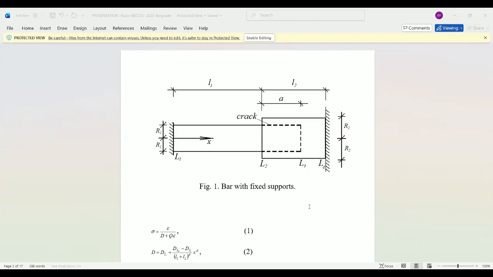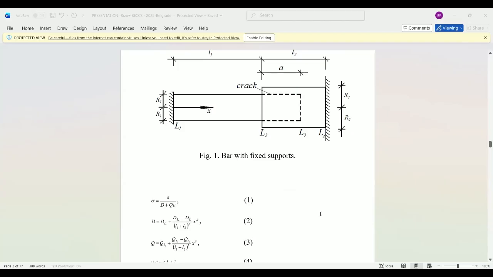Here, sigma and epsilon are the stress and strain. D and Q are material parameters. Since the material is continuously inhomogeneous along the bar length, D and Q change smoothly along the axis x, as given in equations number 2 and 3. In these equations, D L1 and D L4 are the values of D in sections L1 and L4 of the bar. Q L1 and Q L4 are the values of Q in the corresponding sections. Beta and delta are parameters. The origin of axis x is in section L1.